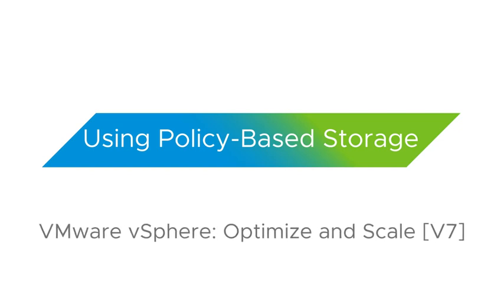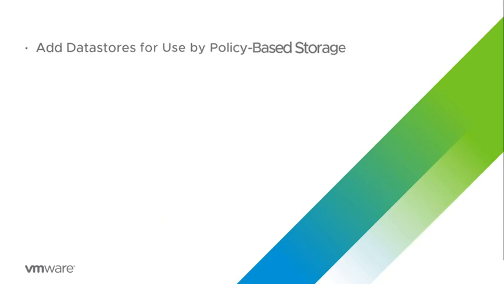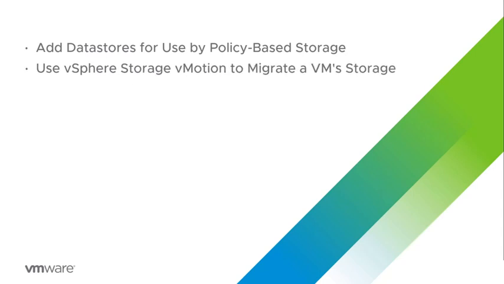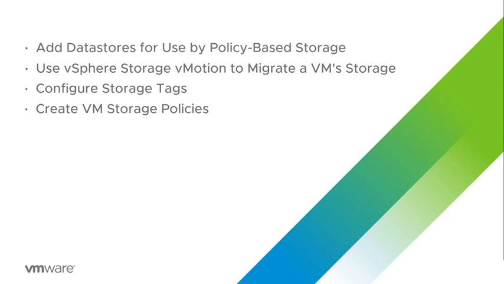At the beginning of this lab, we already need to be familiar with the concept of data stores, storage vMotion, and storage policies. In this lab, we will add data stores for use by policy-based storage. Then we will use vSphere storage vMotion to see how we can migrate a VM's storage. After that, we are going to configure some storage tags and create a couple of VM storage policies based on those tags. And finally, we will assign those storage policies to our VMs.